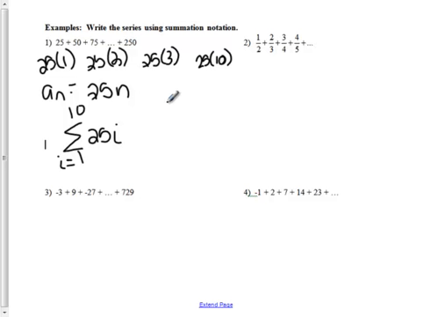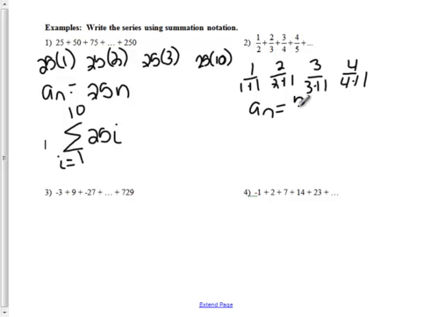Now let's take a look at number 2. So we have 1 over 2, 2 over 3, 3 over 4, 4 over 5. Let's think of the pattern. Well, I noticed I just did 1 over 1 plus 1. Then I did 2 over 2 plus 1, 3 over 3 plus 1, 4 over 4 plus 1. So let's first start by writing out the pattern. So if we have a to the n, we would have it be n over n plus 1.